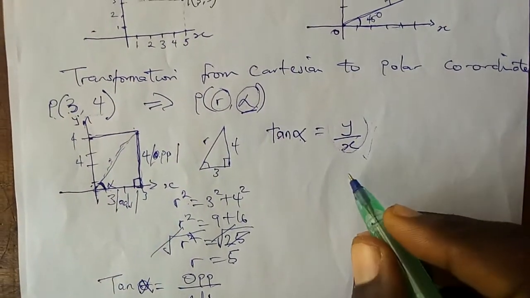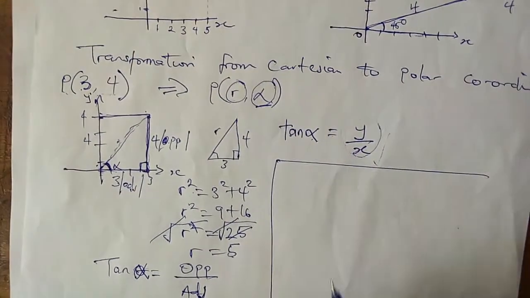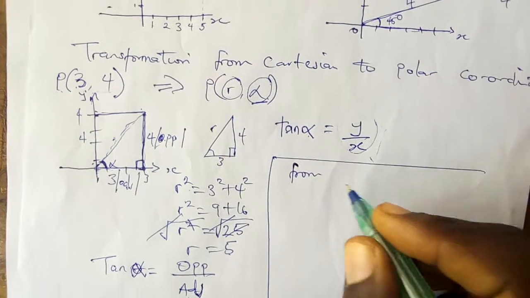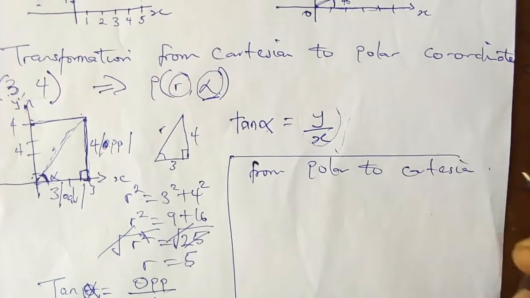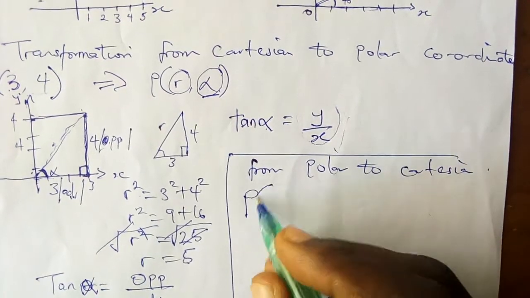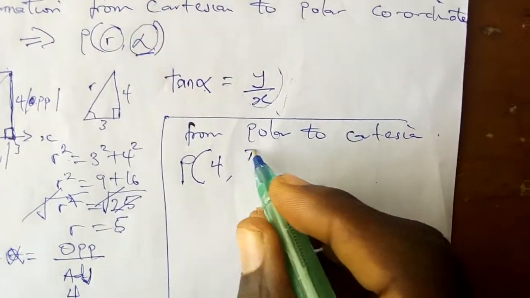Now let us convert or transform from polar to Cartesian. Let's take the example we have here. Let's say the polar we have here is 4, pi over 4.